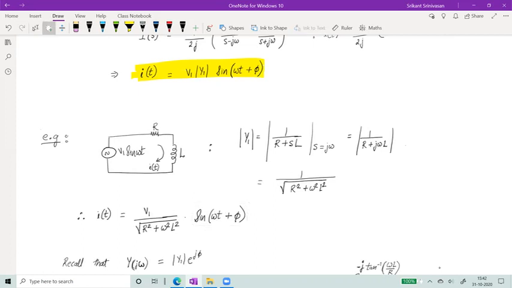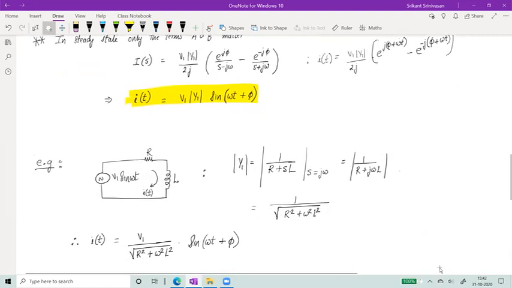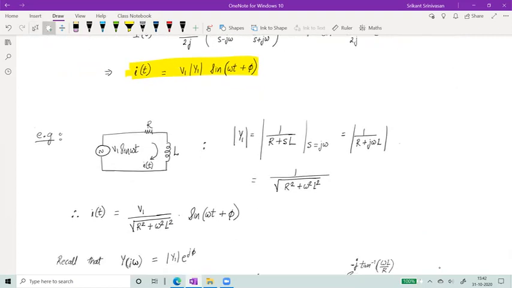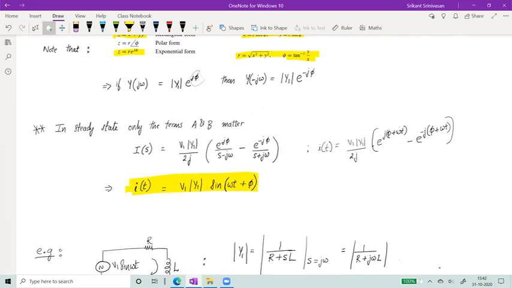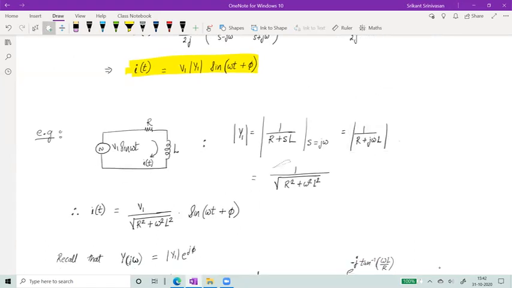The only thing left to do is find the value of this phi. We said that Y of j omega is Y1 into e power j phi, and phi is the tan inverse of some imaginary number divided by some real number. And when do I evaluate phi? Phi exists when s is equal to j omega, so by putting s equal to j omega, I make it Y at j omega. I found this is the term and this is the magnitude of it.